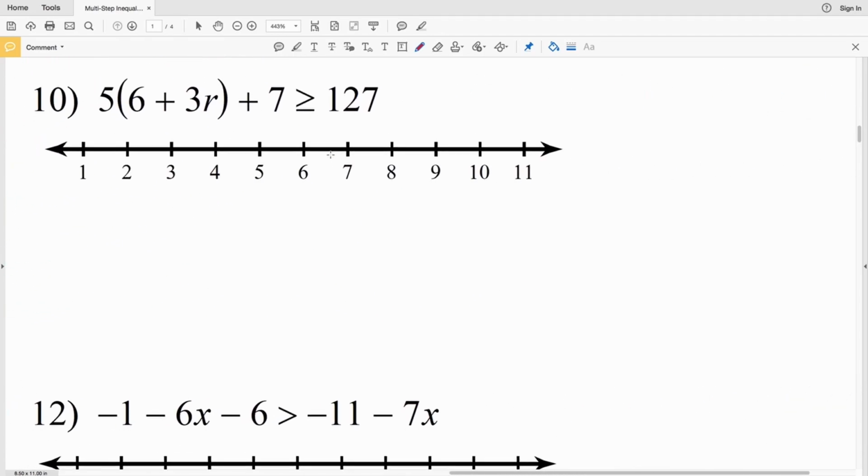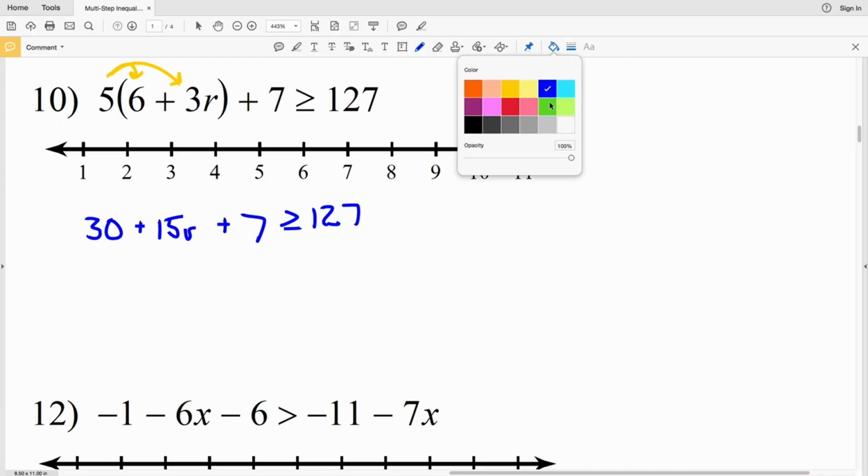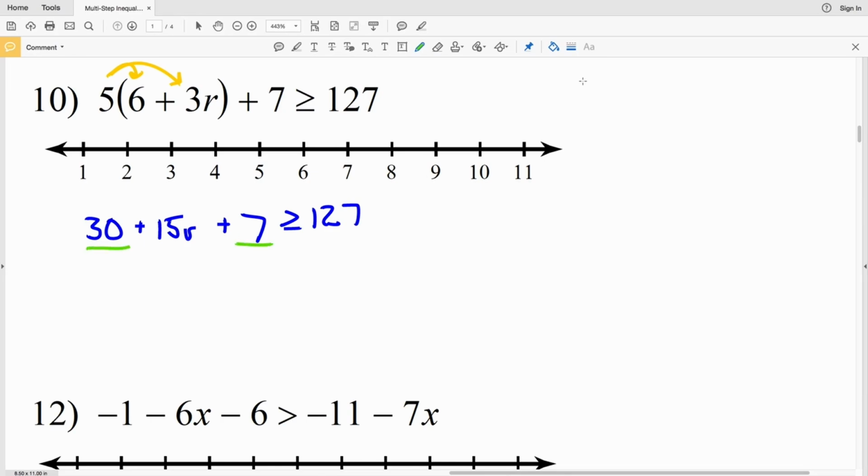Number 10, we have 5 times 6 plus 3r plus 7 is greater than or equal to 127. Start by distributing the positive 5. 5 times 6 is 30, plus 5 times 3r is 15r, plus 7 is greater than or equal to 127. Now we're going to combine like terms on the left-hand side. 30 plus 7 is going to be 37, and that's going to be plus 15r is greater than or equal to 127.